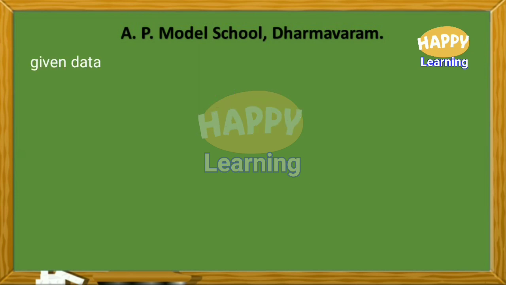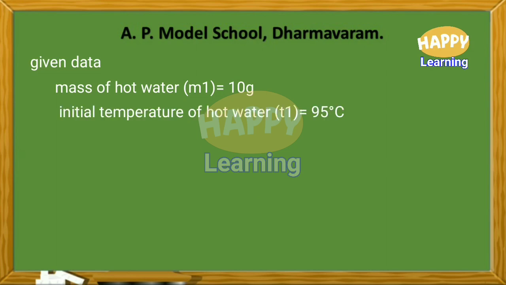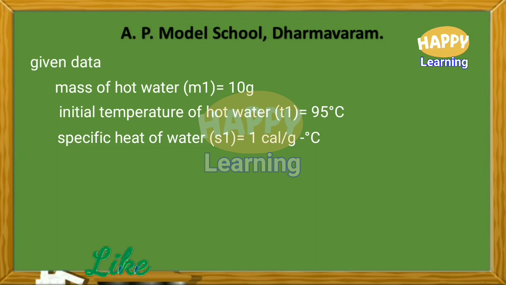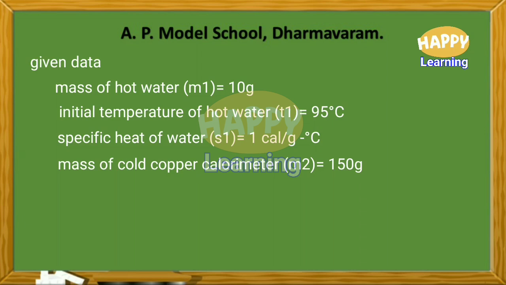Given data. Mass of hot water M1 is equal to 10 grams. Initial temperature of hot water T1 is equal to 95 degree Celsius. Specific heat of water S1 is equal to 1 calorie per gram per degree Celsius. Mass of cold copper calorimeter M2 is equal to 150 gram.